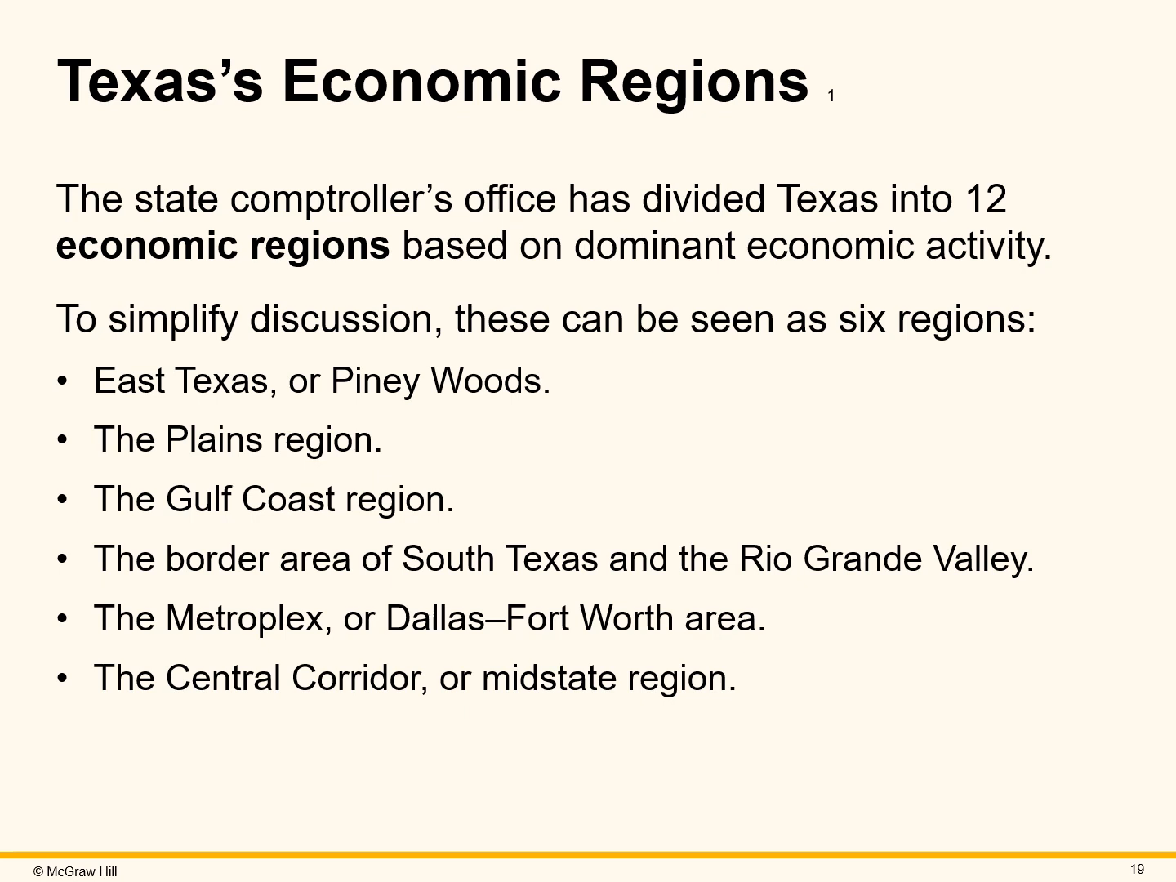Texas's economic regional development. The State Comptroller's Office has divided Texas into 12 economic regions based on the dominant economic activity. To simplify discussion, these have been divided into 6 regions: East Texas or Piney Woods, the Plains region, the Gulf Coast region, the border area of South Texas and the Rio Grande Valley, the Metroplex or the Dallas-Fort Worth area, and the Central Corridor or mid-state regions.